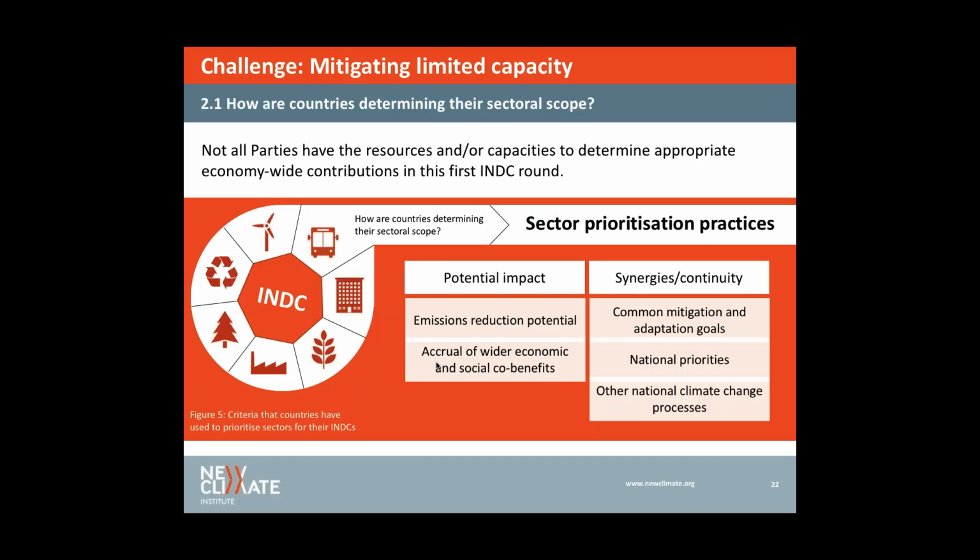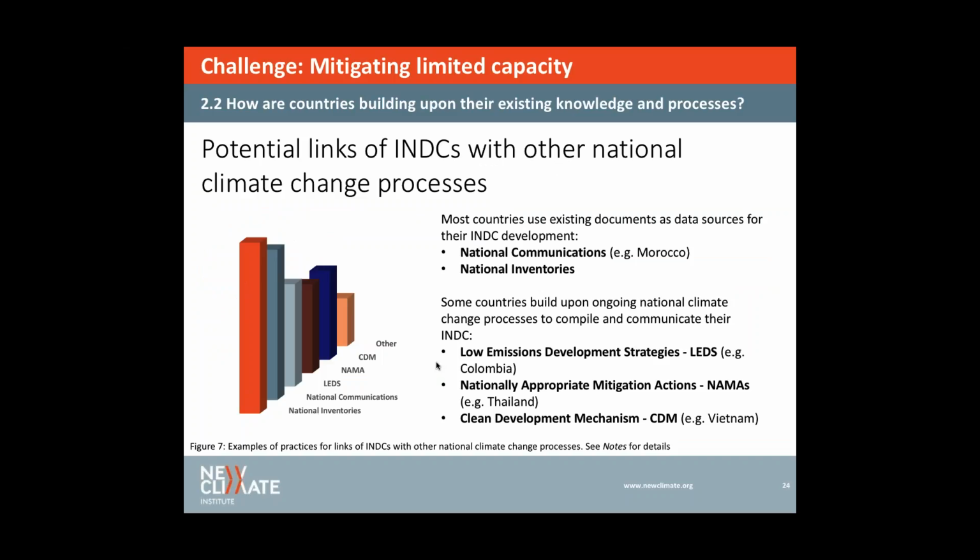And what are potential criteria for sector selection? Definitely on the left-hand side here, or the middle of this picture, the potential impact and emission reduction potentials or other co-benefits. But on the right-hand side, there are also other criteria which help you to be faster, for example, common mitigation and adaptation goals, where it fits with national priorities, and where it fits with other national climate change processes. So sectors where there is already some work done, where it fits with national priorities, and that then basically helps to do this a little bit faster.